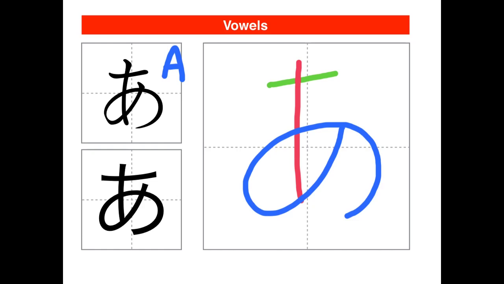As you write this and as you practice these over and over, it's a good idea to say them to yourself, repeat to yourself, ah, ah, ah, as you practice these so that you anchor the sound in your brain along with the shape of the character as you're writing it.